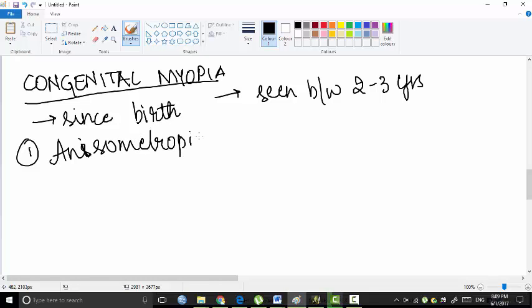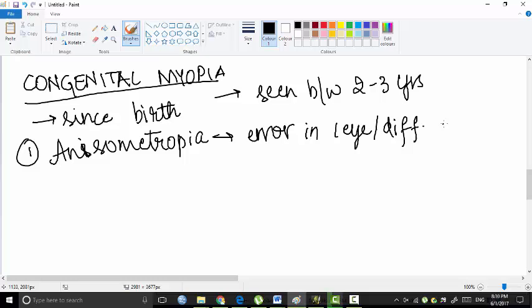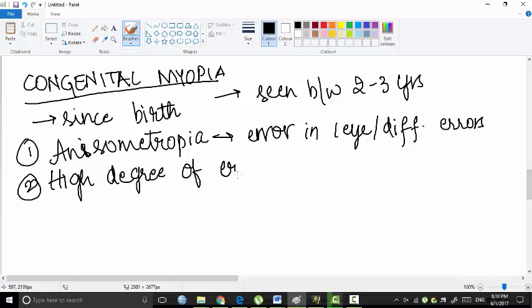In anisometropia, the error is different in both eyes, or there may be error in only one eye, that is anisometropia. The second feature is high degree of error. What high degree of error is seen? It is around 8 to 10 diopters of error that is usually seen. The third major feature of congenital myopia includes convergent squint.